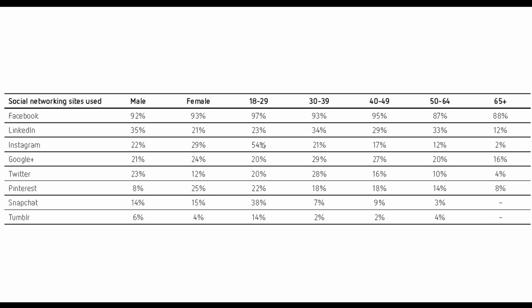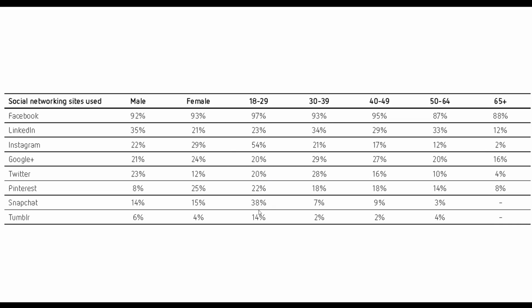54% of 18 to 29-year-olds are on Instagram. So over half of 18 to 29-year-olds are on Instagram versus 20% for Twitter. So this is where we do need to make those hard decisions about which platforms we're going to prioritize. And so things like Google Plus and Twitter probably don't rank as priorities here.